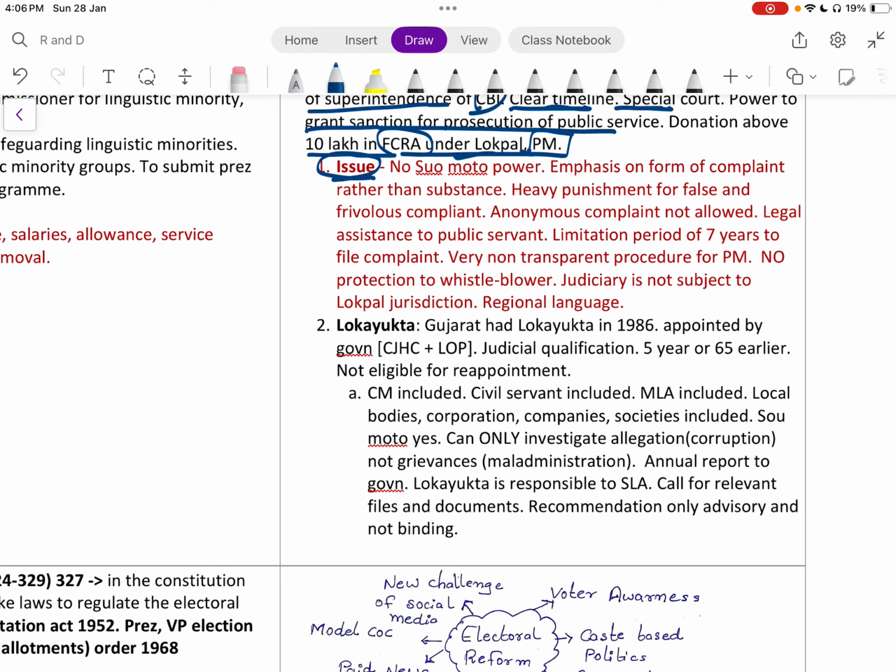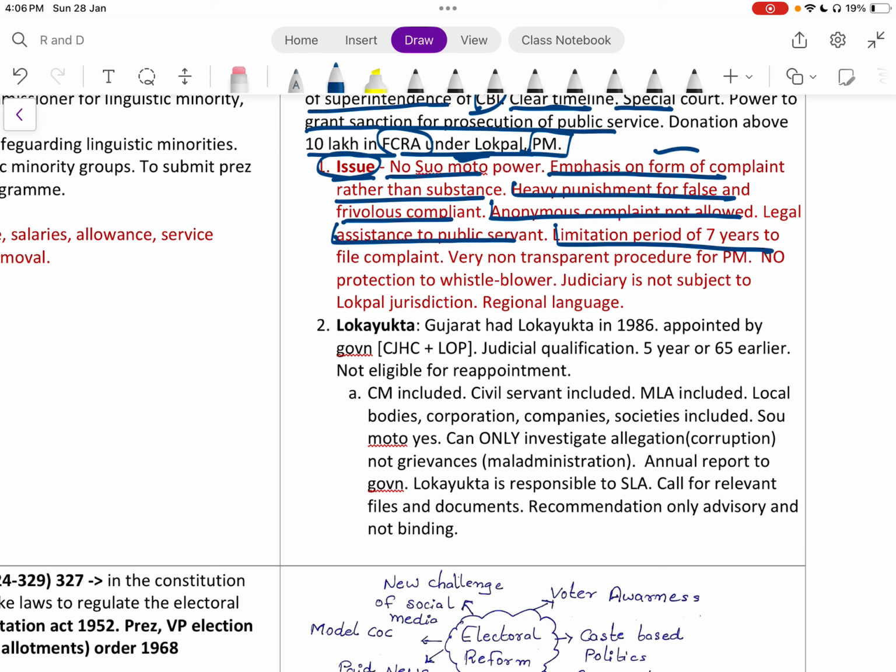The issues: no suo motu power. Emphasis on the form of the complaint rather than substance. Heavy punishment for false and frivolous complaints. Anonymous complaints are not allowed. Legal assistance to public servants is limited.